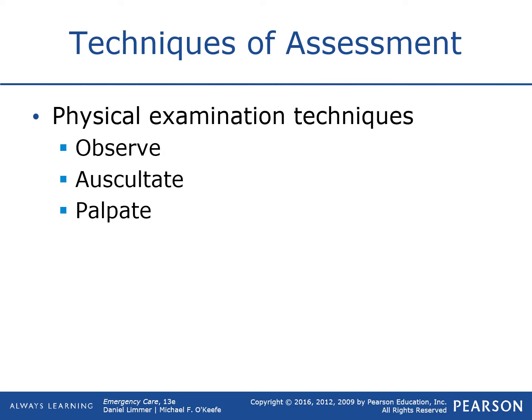So when we are doing our physical examination, we have 3 different things we can do. We can observe, so that's what we see. We can auscultate, which is what we can listen to, usually with a stethoscope. And then we can palpate, which means feel. So you can see, you can listen, and you can feel. Those are 3 ways we can assess a patient.